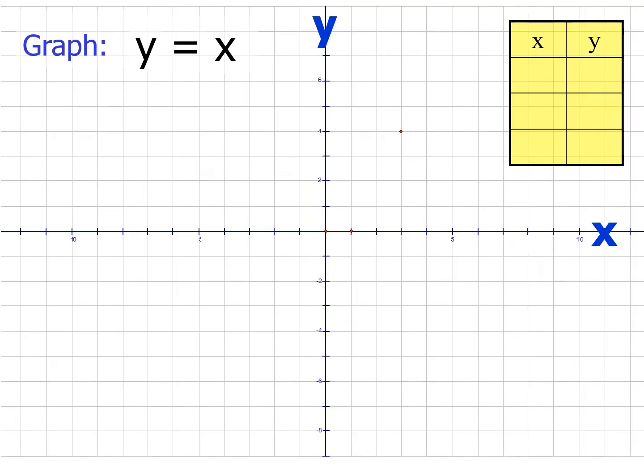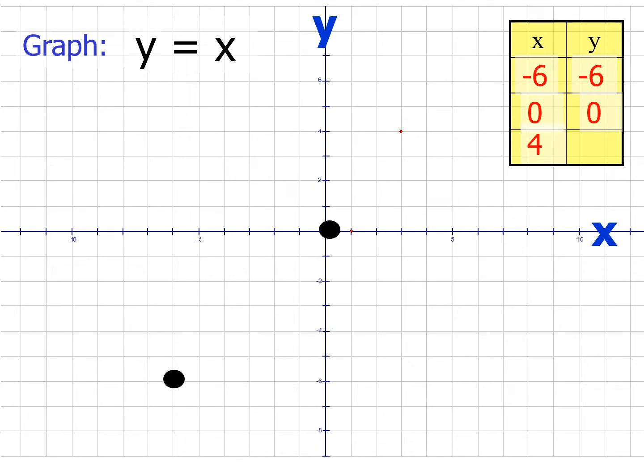So the first example is y equals x. From the equation alone, whatever the value of your x is, it equals the value of your y. So if x is negative 6, automatically y equals negative 6, and (-6, -6) is in the third quadrant. The next one, if x is 0, y equals 0, and (0, 0) is the origin, or the intersection of your x-axis and your y-axis.